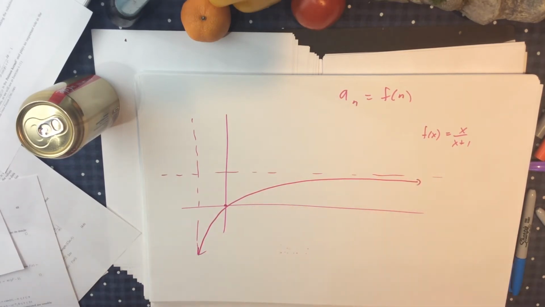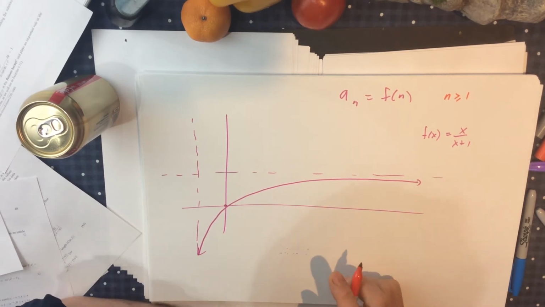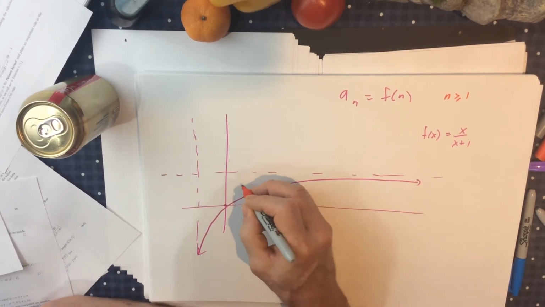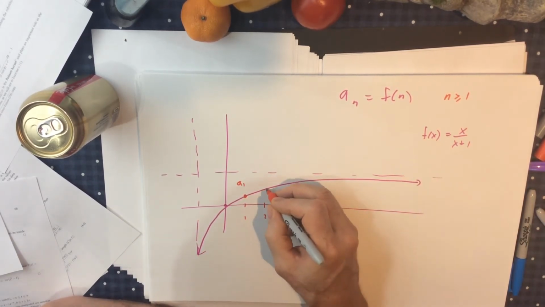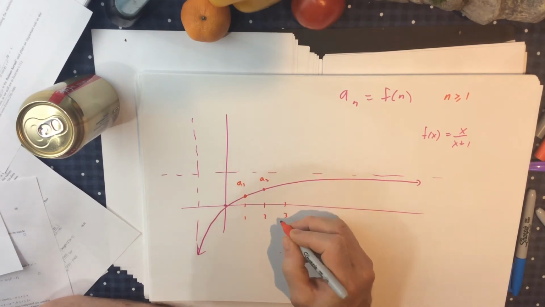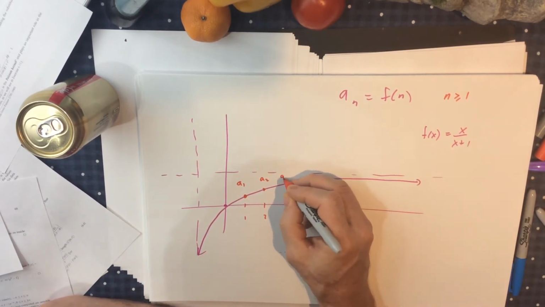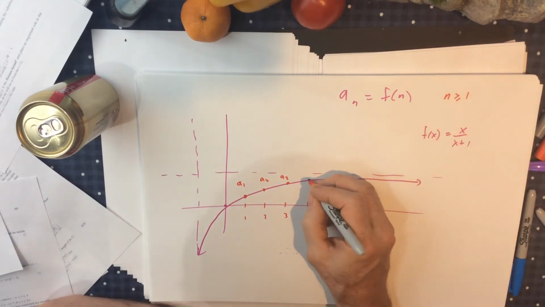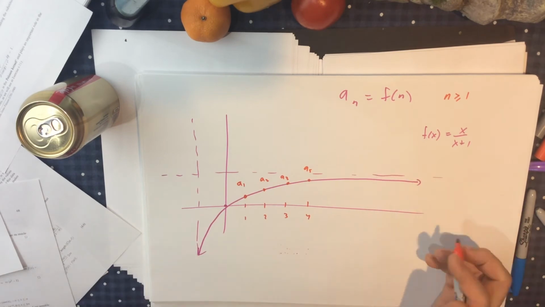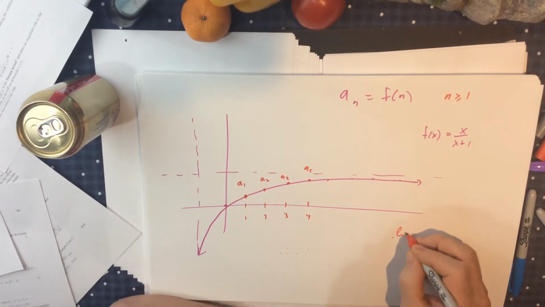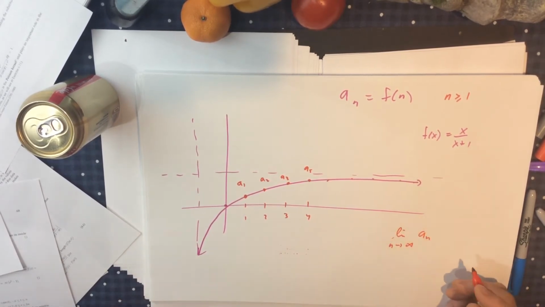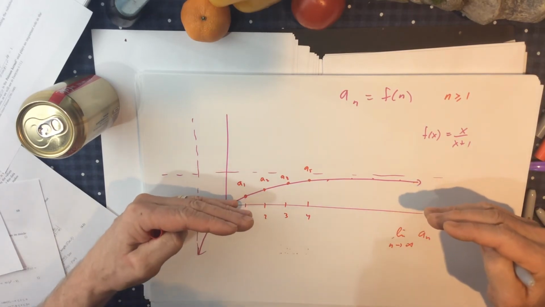That's from Calc 1, but now I'm going to plug in numbers into here for n bigger than or equal to 1. So 1 over 2 is 1/2. So that's this point, and this is one way to visualize a1. Then plug in 2. 2 over 3 is 2/3. There's a3, 3/4. And here's 4/5. And so now these dots are viewed along here. But now the limit as n goes to infinity of a_n, it's where it's rising to.